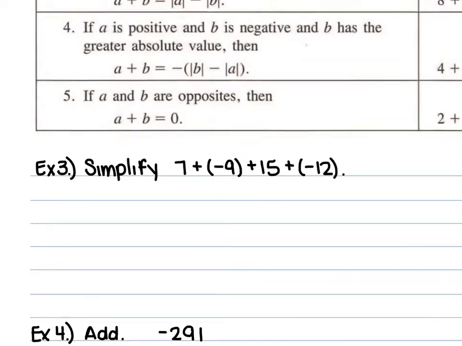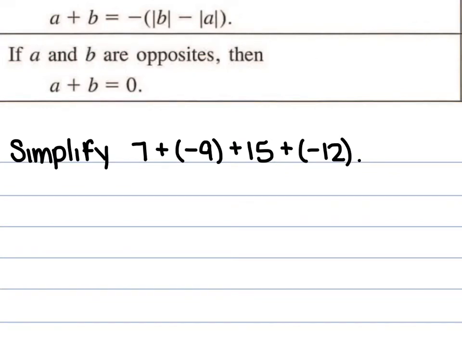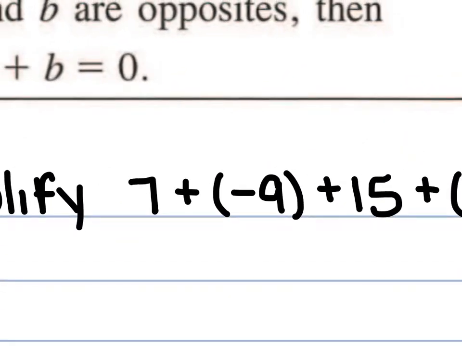If we look at the next slide, we are still simplifying, but now we have more numbers than just 2 in our expressions. Okay, so we have 7 plus negative 9 plus 15 plus negative 12. Remember, if it makes it easier, you can move these numbers around as long as you keep the signs in front of them with the number. So we have first 7 plus negative 9, which is going to give us a negative 2.